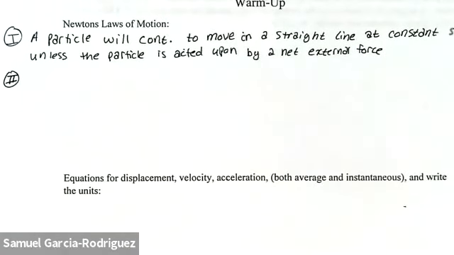The first Newton's law of motion is a particle will continue to move in a straight line at constant speed unless a particle is acted upon by a net external force. So can anybody give me the second one? Mac, do you know Newton's second law of motion?